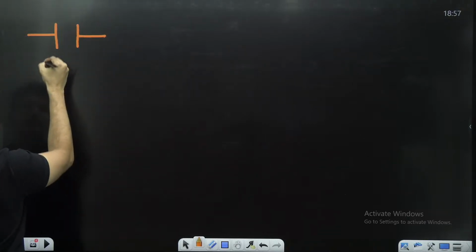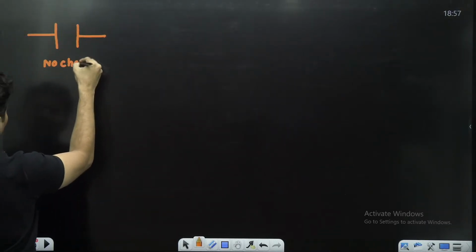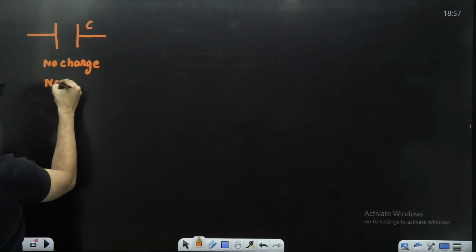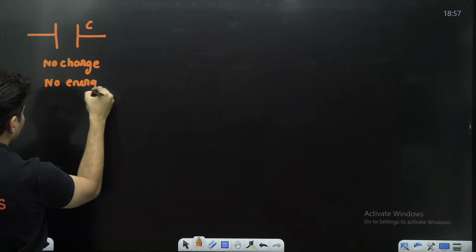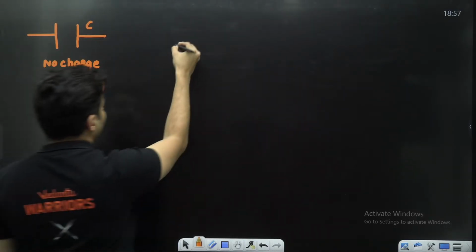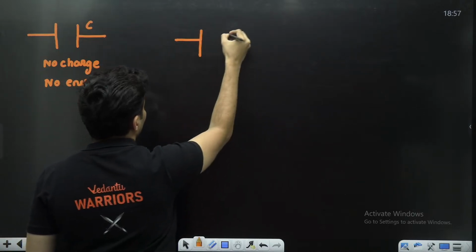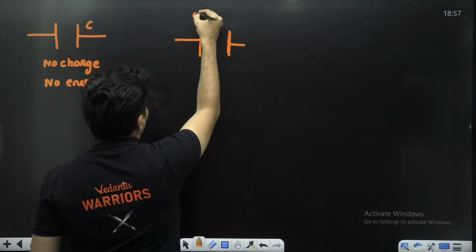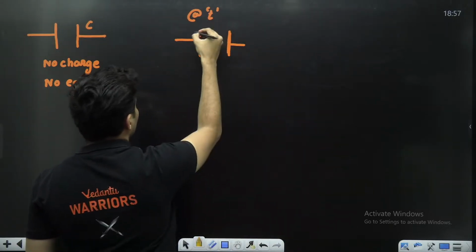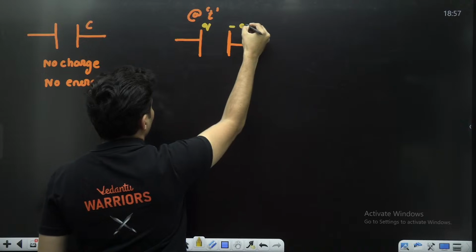Imagine there is right now no charge on the capacitor. That means there is also no energy inside the capacitor. There is no field also. Now consider a random instant at some instant of time. There is some charge Q over here, there is some minus Q over here.